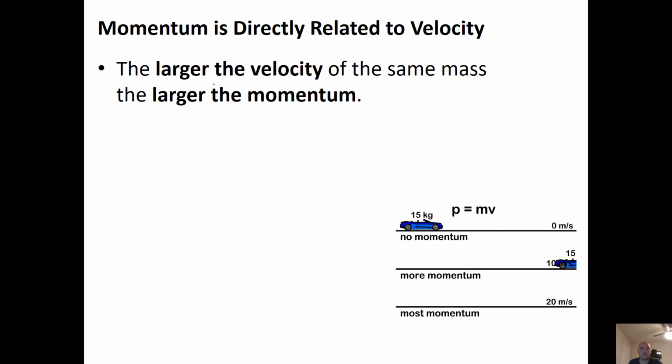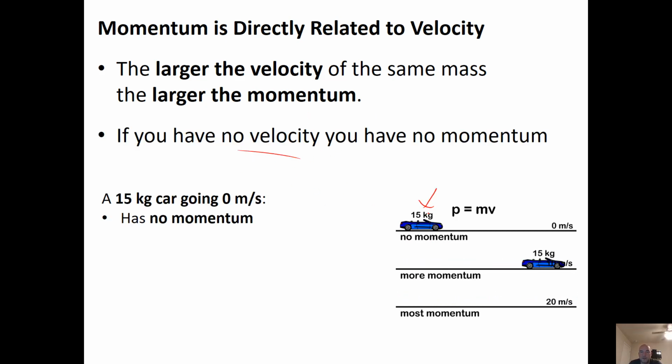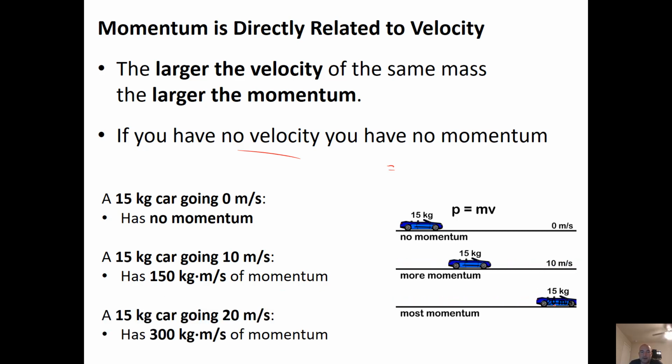Momentum is directly related to velocity. The larger the velocity of the same mass, car, automobile, or whatever, the larger the momentum. First of all, you need to be moving in the first place. So this guy right here is not going to have a momentum, because anything times 0, or once again, P equals mv right there, anything times 0 would be 0. But as the car starts moving, so like right here, you have a 15 kilogram car going 10 meters per second. It's going to have a little more momentum. It's going to have 15 times 10, or 150 kilograms times meters per second of momentum. And then this one right here going 20 meters per second is going to have 20 times the 15, or 300 kilograms times meters per second.